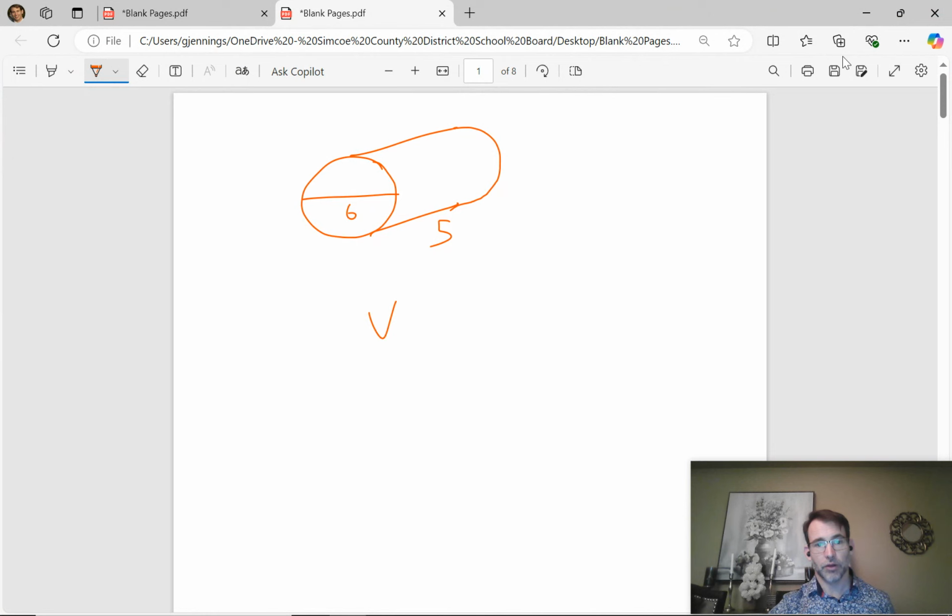So, volume of a cylinder, you will find this on your EQAO formula sheet. It is pi r squared h. It is the same as what we were just looking at: surface area of the base multiplied by the height. Okay, it's the same. So we're just going to use that. All right, let's go. And then we're just going to substitute in.